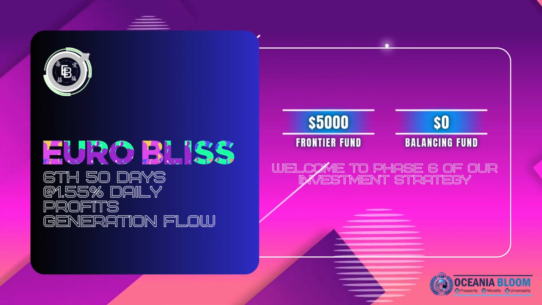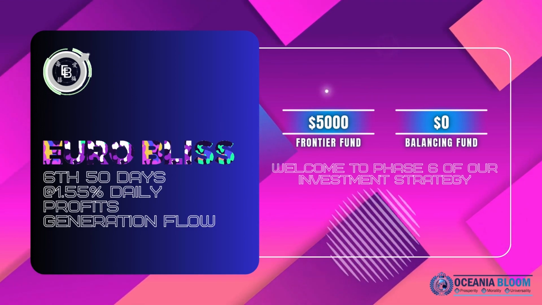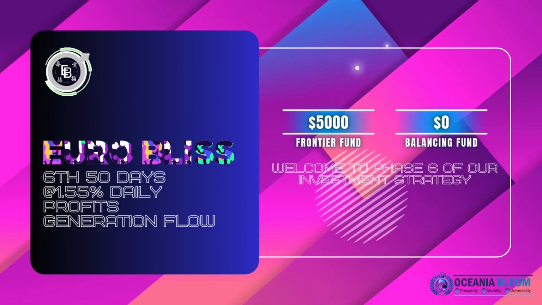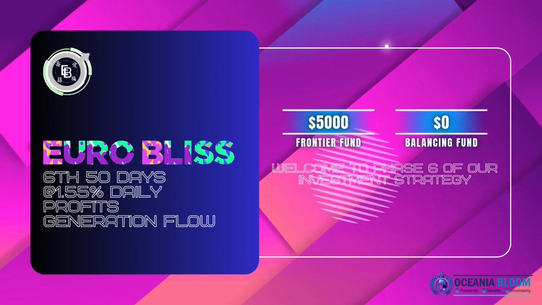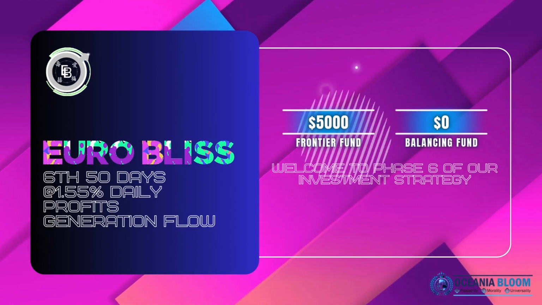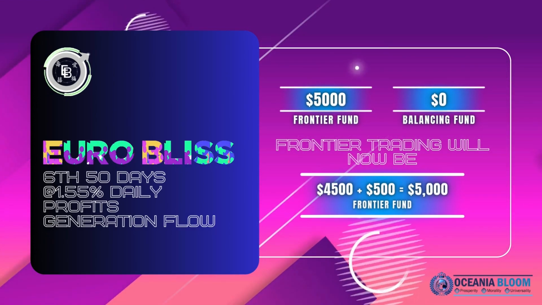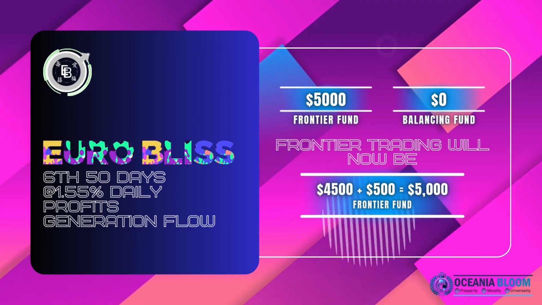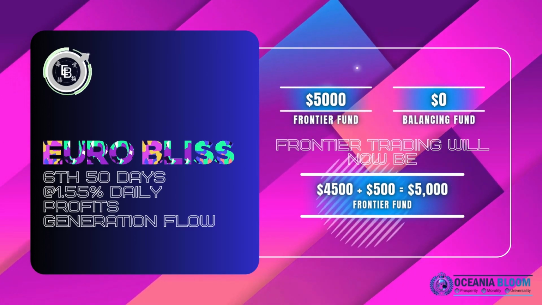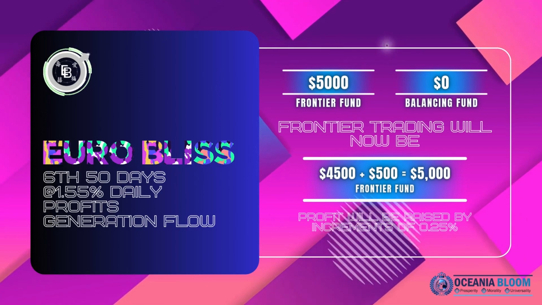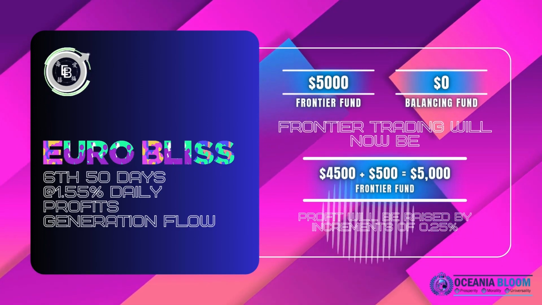Phase 6. After the fifth 50 days, i.e. sixth running and systematically 300 days of completion, 20% of the fund, i.e. $500, again will be automatically deducted from your balancing fund and will be added to your Frontier fund. So your Frontier trading will now be $4,500 plus $500 equals $5,000, and profit will be raised by increments of 25% for next 50 days, and this will keep going on systematically.